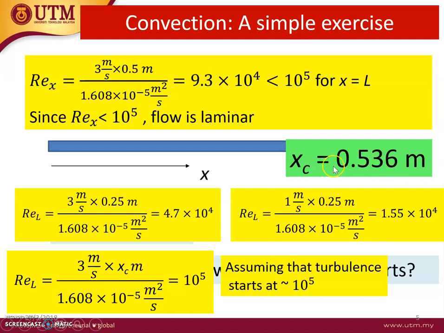But in our case, in this example, we have only 50 centimeter length of plate, then the flow is laminar over the whole length of the plate. So your heat transfer analysis would be laminar flow over a flat plate with isothermal boundary condition.